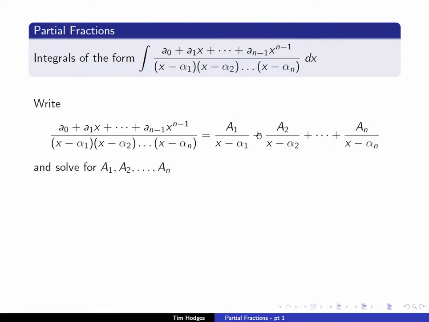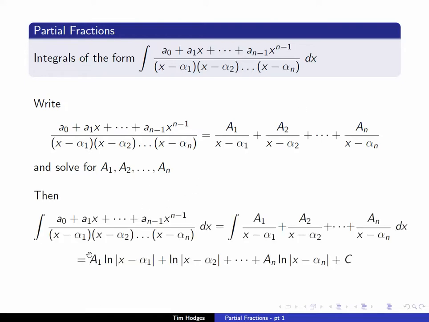So, generalizing the previous procedure, the algebraic result says that we can express this in this form on the right-hand side as some constant over x minus alpha 1 plus a constant over x minus alpha 2, etc. So we set these things equal, we solve for these capital A's, these constants on the top, and then of course the integral is performed in the same way as before. It's just the sum of these simple log functions.